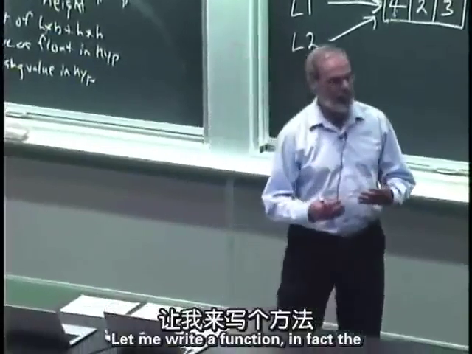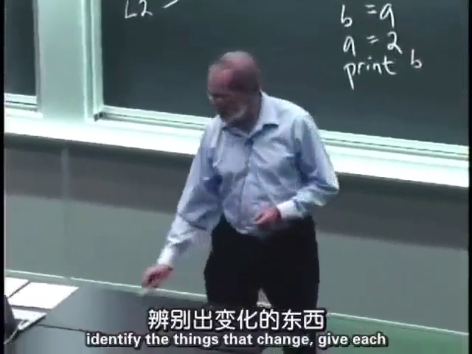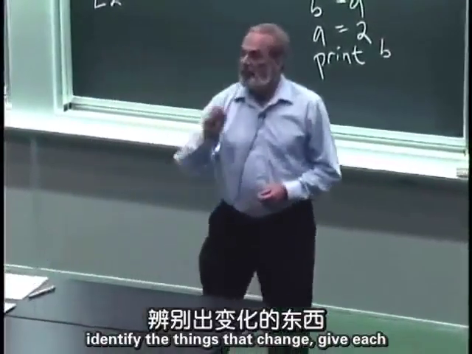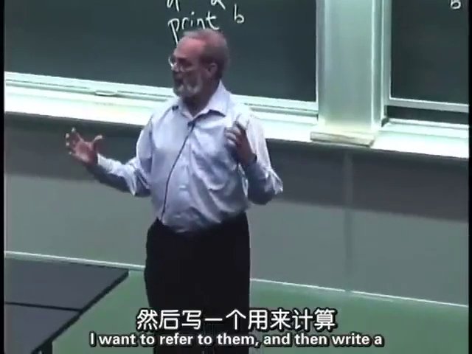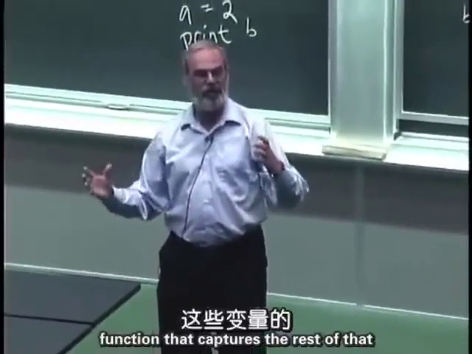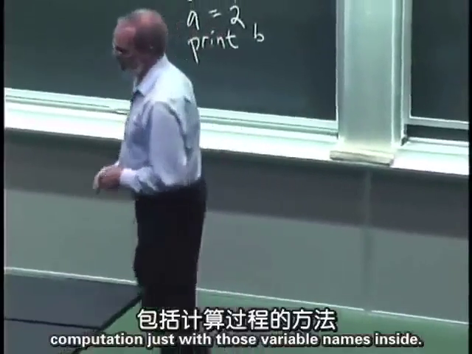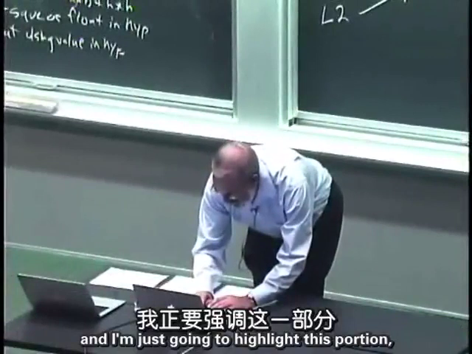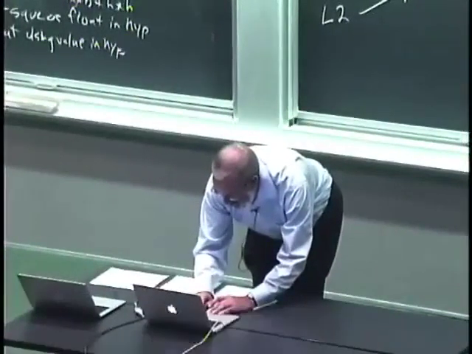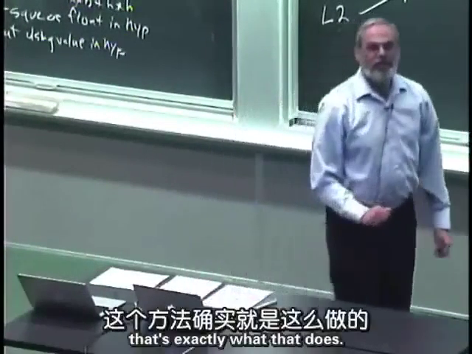In fact, the literal thing I would do is to say, identify the things that change, give each of them a variable name, because I want to refer to them, and then write a function that captures the rest of that computation just with those variable names inside. And in fact, if you look down, and I'm just going to highlight this portion, I'm not going to run it, but if you look down here, that's exactly what that does. I happen to have it commented out, right?